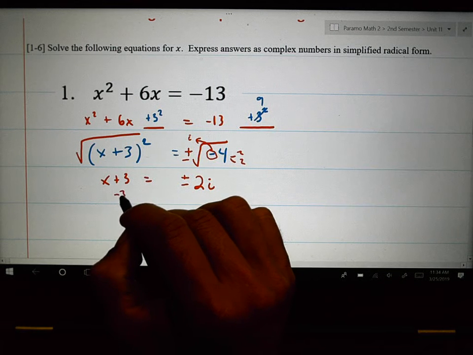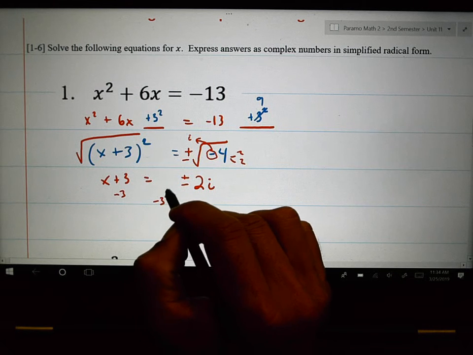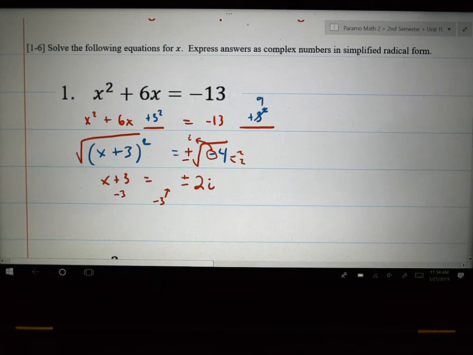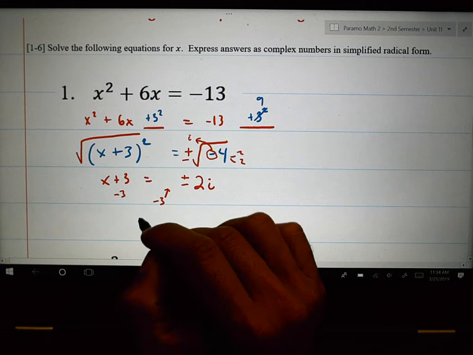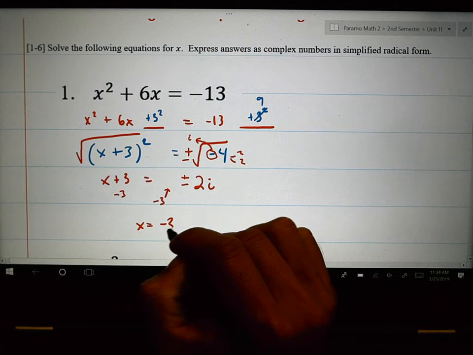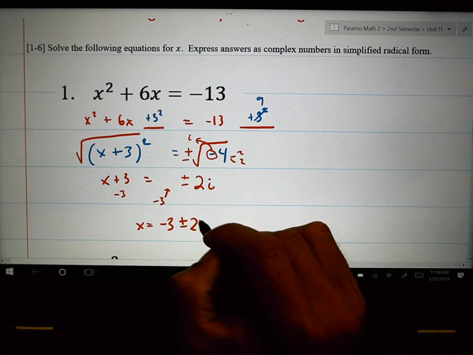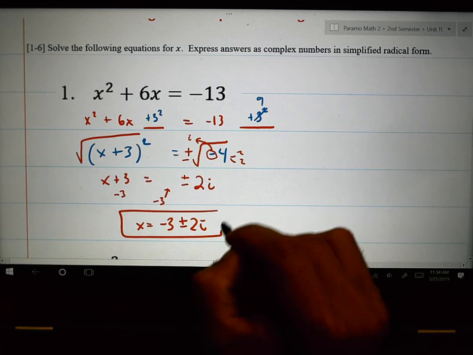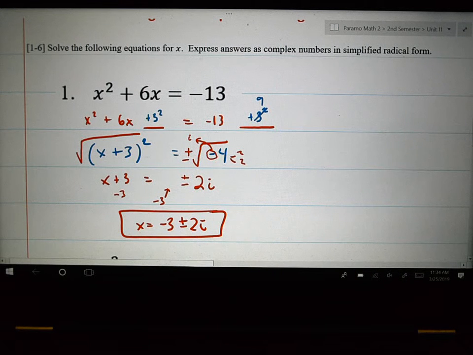The only other thing we need to do is subtract 3 and subtract 3. We put that minus 3 in front of the plus or minus. This is your final answer.